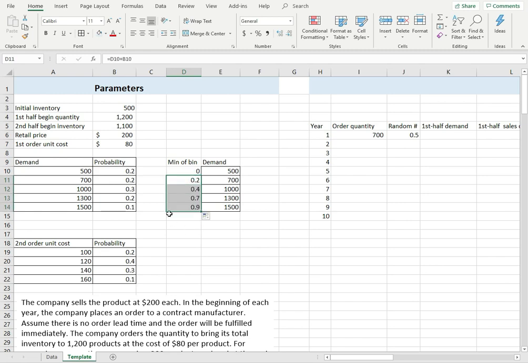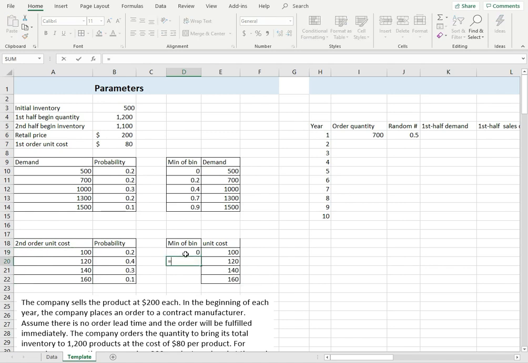Drag it down. Okay, you can confirm that this is the same as what we did before. And let me do the same for this one as well. So unit cost, the resulting unit cost can be those numbers. Just copy them here. The first mean of bean is always 0. We have shown this many times before. This one is just this plus this.